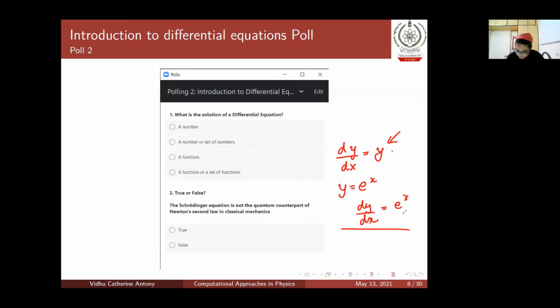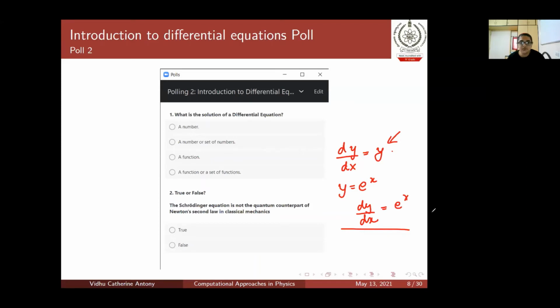Now, the answer is this. The answer is a function or a set of functions. The next thing that you have is true or false. The Schrodinger equation is not the quantum counterpart of Newton's second law in classical mechanics. Okay, the Schrodinger equation is the quantum counterpart of Newton's second law in classical mechanics.